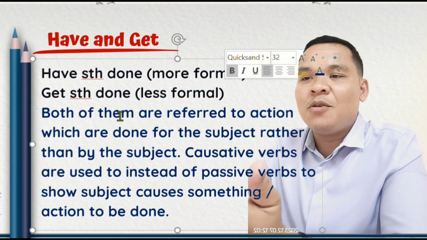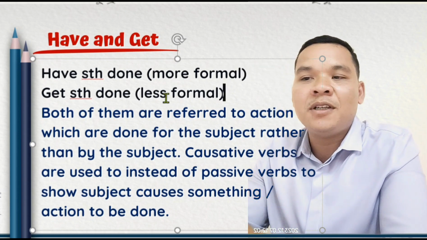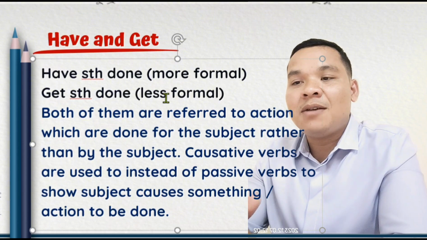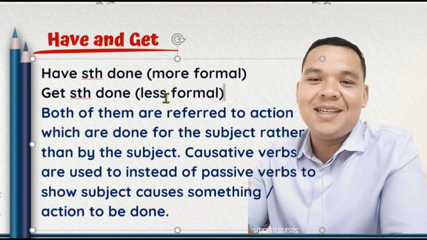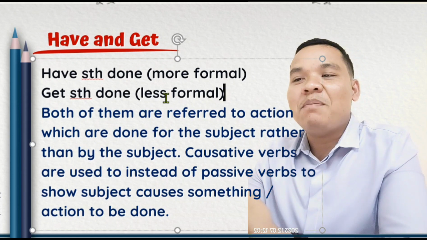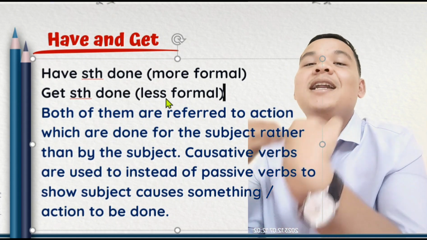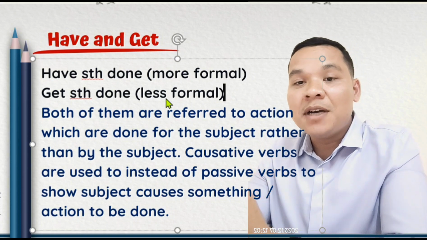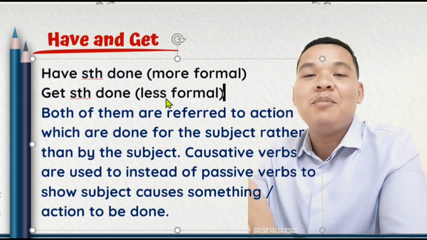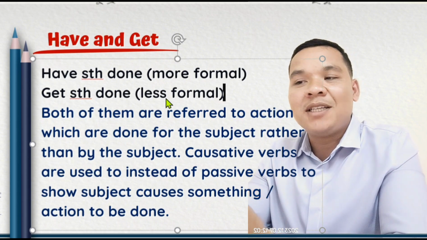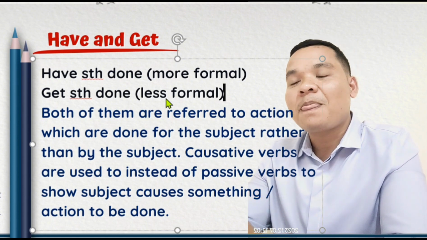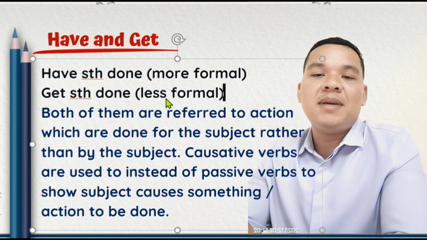Have something done and cause something done. Both are referred to the action which are done for the subject rather than by the subject. You understand this meaning? Causative verbs are used instead of passive verbs to show the subject causes something or an action to be done, by somebody. Okay. You got it?